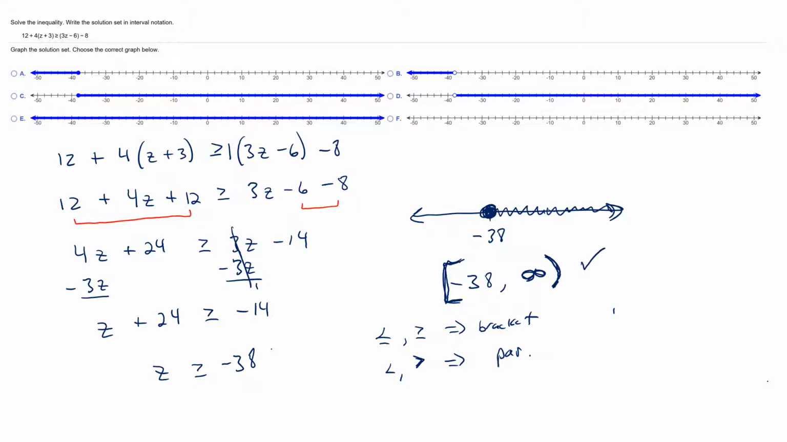And they want me to select the graph. Let's see, looks like it's C. Looks like my graph matches to C, where I start at negative 38, shade to the right with a closed circle.